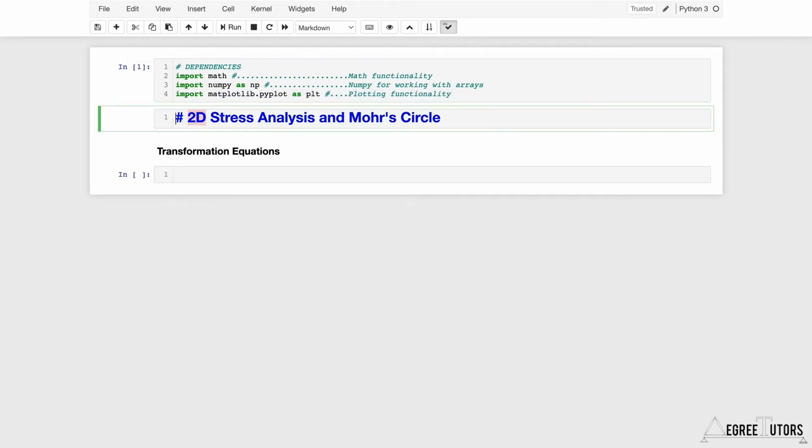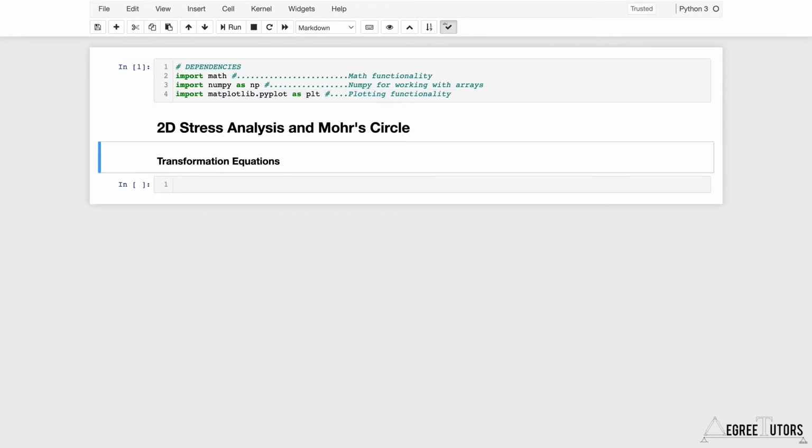Right, so I've got a little markdown heading, another markdown heading here, and now we've got our first code cell. I'm going to assume that you're reasonably comfortable with Jupyter Notebooks. So, where to? We want to start plotting these equations. The first thing I want to do is define what the values of stress on my planes are.